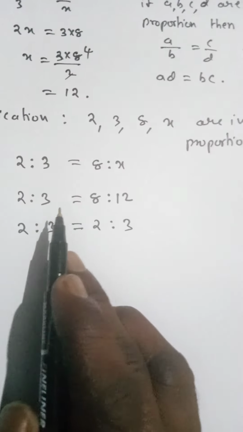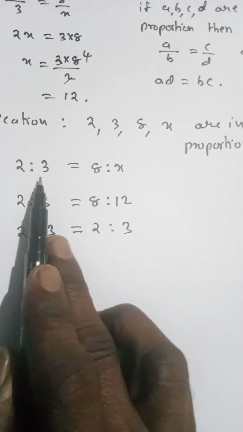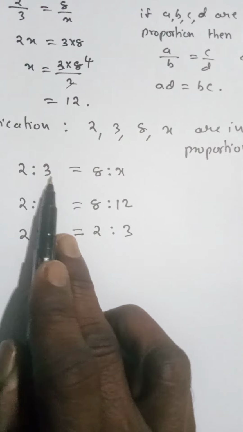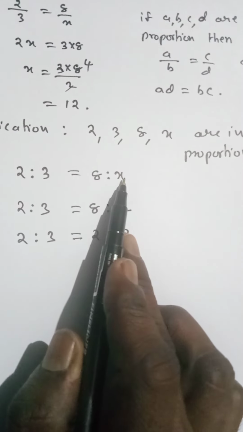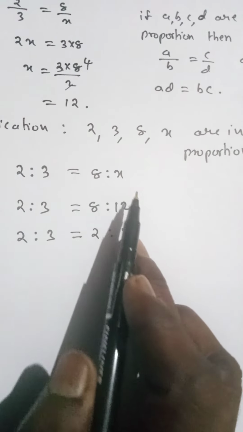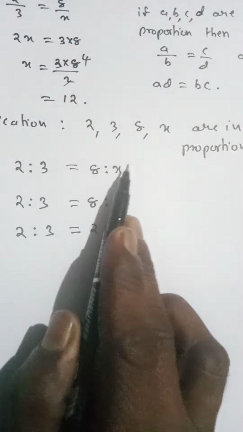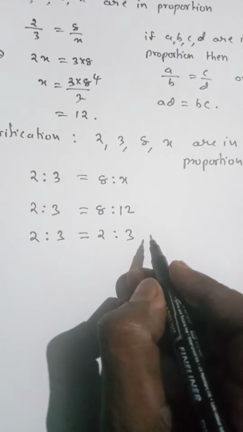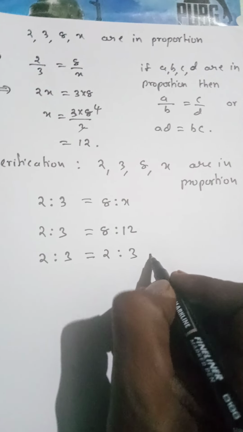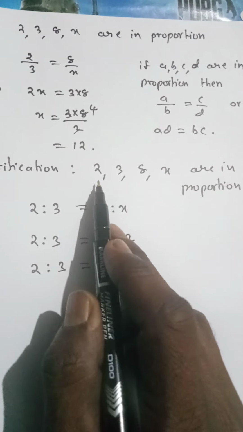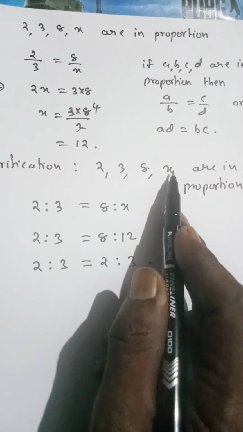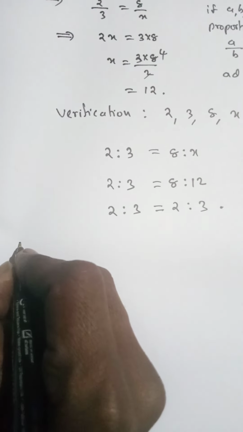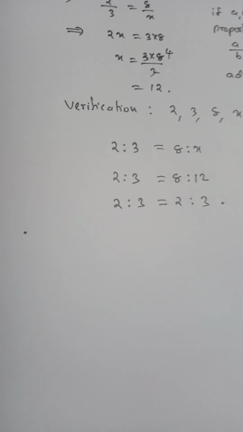Check here: what is the product of 3 and 8? That is 24. Then here 2 into x must be 24. Then x must take the value 12 only. 2 into 12 becomes 24. So in the problem it is verified. To make these four terms proportional, the value of x must be 12. Now let us go on to discuss one more problem in the next video.